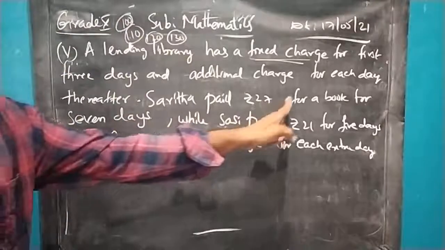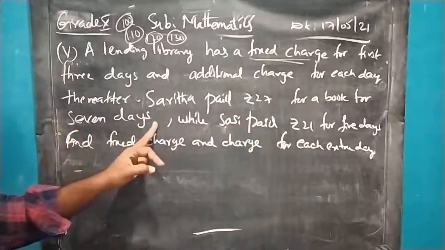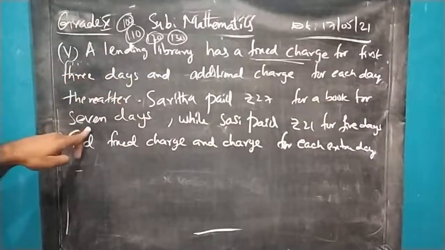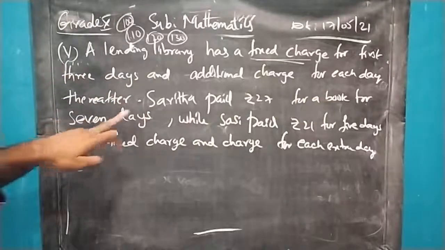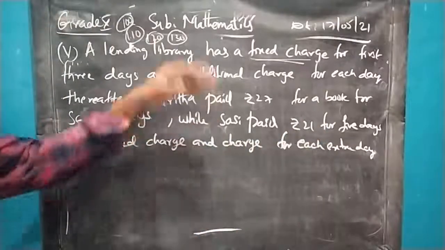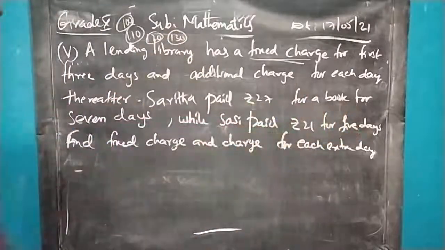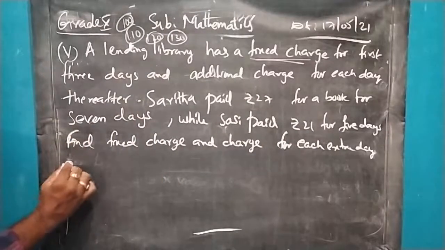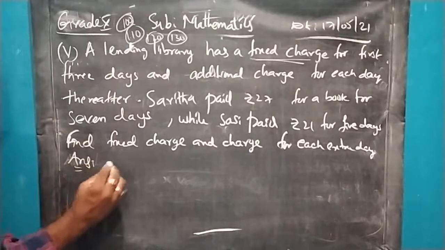Sarita paid rupees 27 for a book for 7 days. So in these 7 days, already 3 days are fixed. Remaining how many days will be there? 4 days. Next, while Sasi paid rupees 21 for 5 days. So in this, already 3 days are over, remaining 2 days. So find the fixed charge and the charge for an extra day. It's the same as the taxi question, we can do it easily.